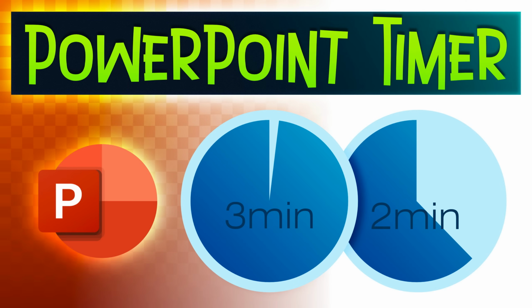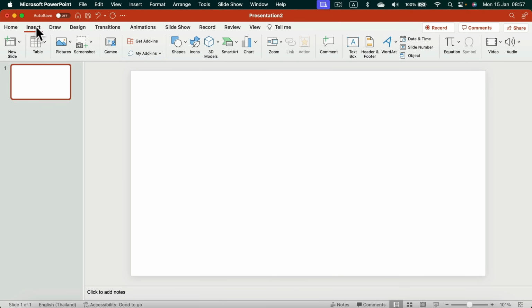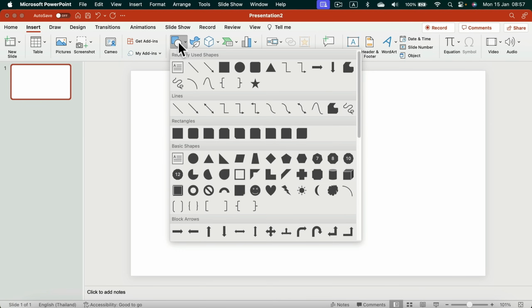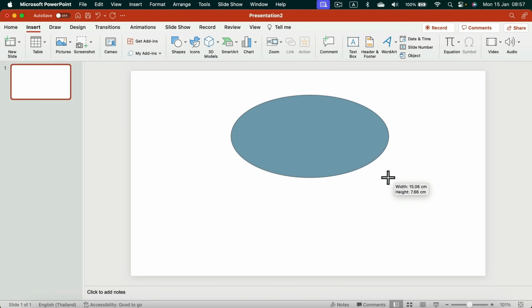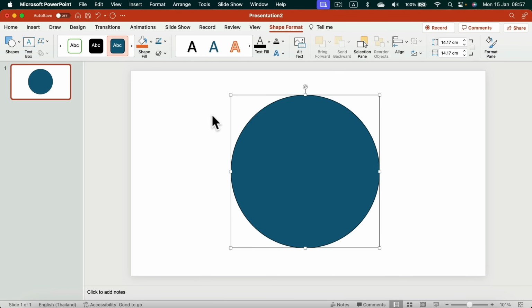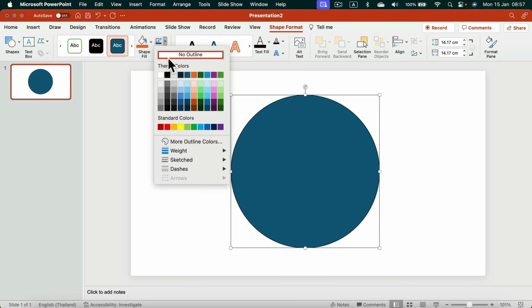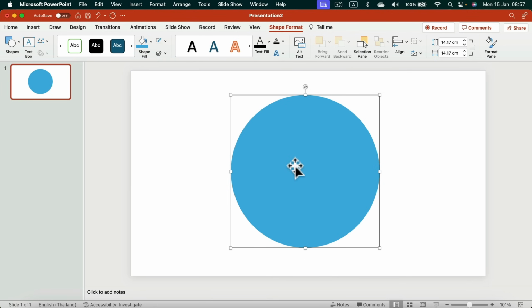How to create a simple timer in PowerPoint without plugins and coding. All we need is to just insert a shape. So go to the Insert tab, go for Shapes, and select any shape you want. I'll go with the circle, so the oval, holding Shift for perfect 1:1 proportion. Here it is. Feel free to change the color of the shape, and you can double tap on it to type in.